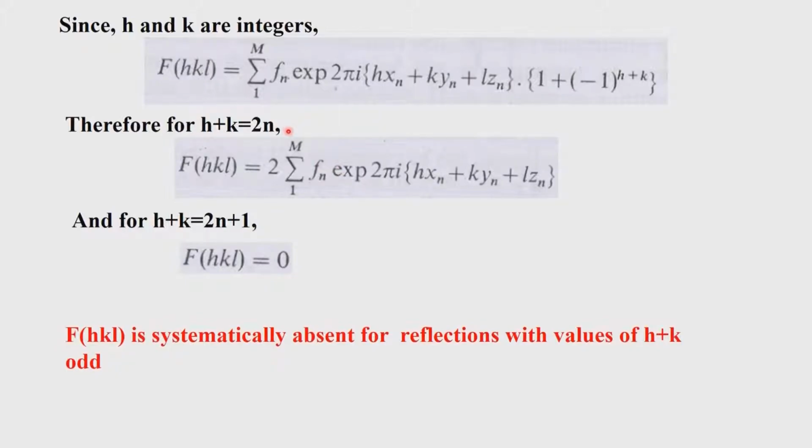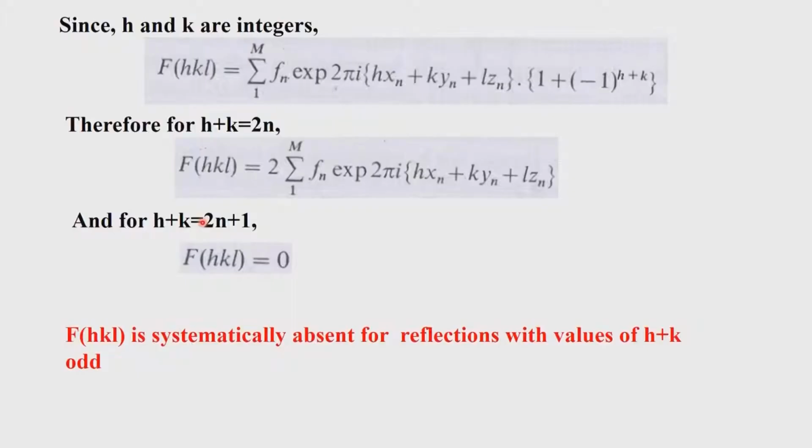L is immaterial in this calculation because it is a C-centered lattice. So in the C-centered lattice, we have h plus k equal to 2n, and whenever it is odd, let us say we take a reflection 1 2 0, 1 plus 2 is odd. So the value of F of HKL is 0. That means there is no structure factor value, that means there is no intensity. So that is why we call this a systematic absence. All those reflections among the HKL, all the general reflections, we call them general reflections.